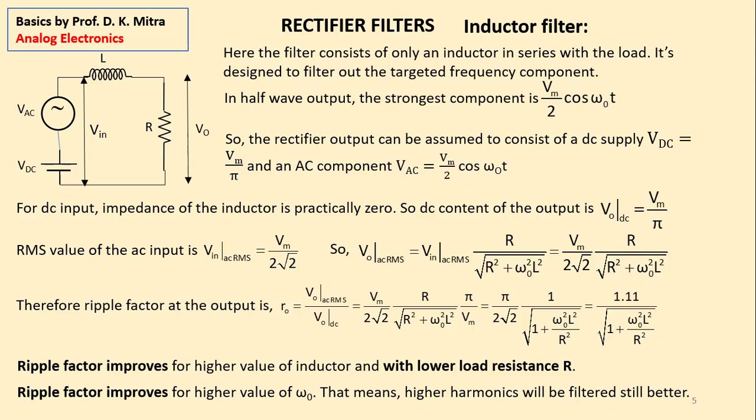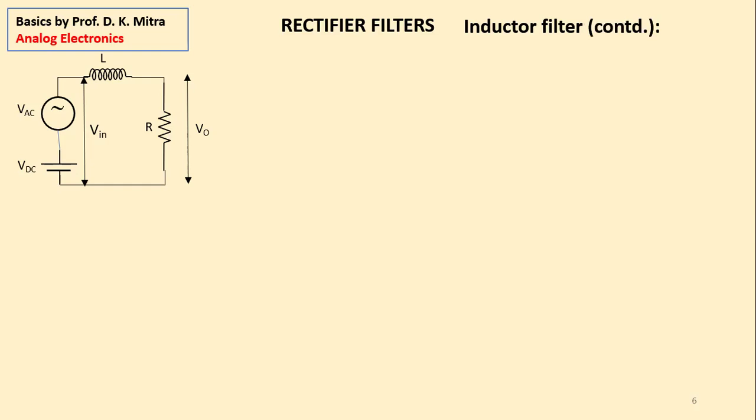If the rectifier is a full wave, then what is the ripple factor? For the full wave rectifier, we have seen earlier, the DC component is 2 Vm by pi. And the predominant AC component is 4 by 3 Vm by pi cos 2 omega 0 t. That means its predominant AC frequency is double the supply frequency.